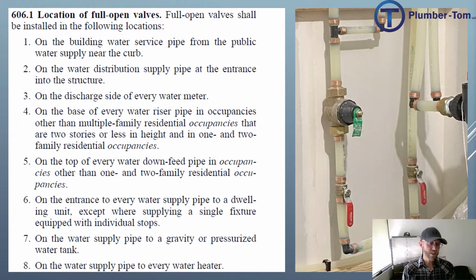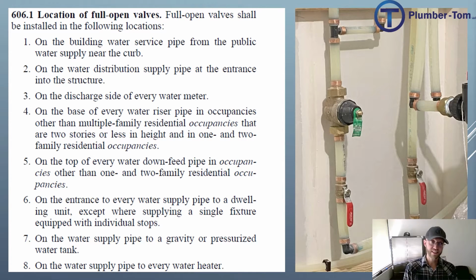Let's move on to section 606, installation of the building water distribution system. Now we're focusing on that system inside the building. First of all, what do you install? A valve. That service line comes in and you install a valve. So that's what we're going to look at first.